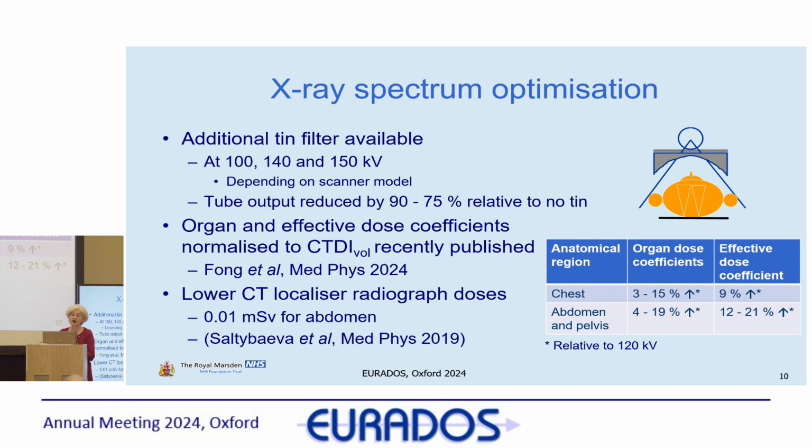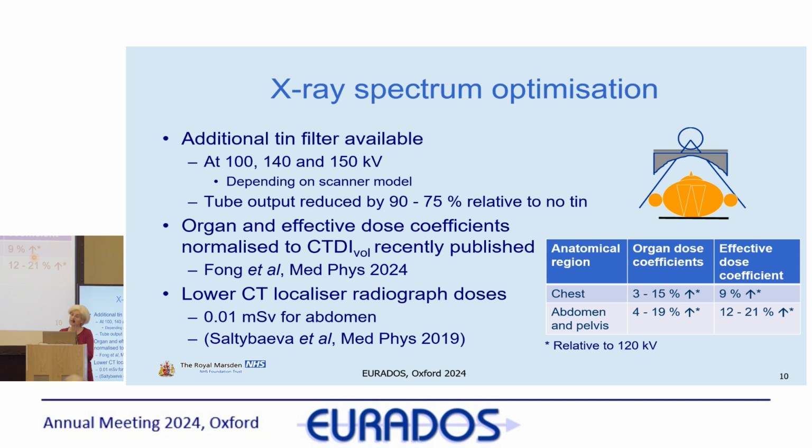Obviously, this is going to have an effect on the organ and effective dose coefficient, and there's a recent publication this year which has worked through the Monte Carlo with these beam qualities, and what they have found is that both the organ and the effective dose coefficients have increased for the chest and the abdomen and pelvis relative to the reference kV, which is 120 kV, and they found changes of between 3 and 19% for the abdomen and pelvis for organs, and effective dose 12 to 21%, slightly less big changes for the chest.